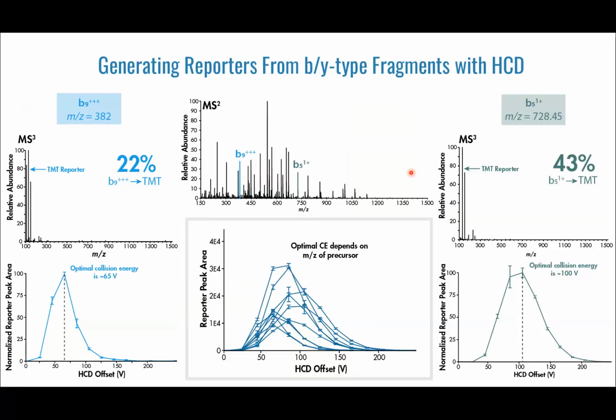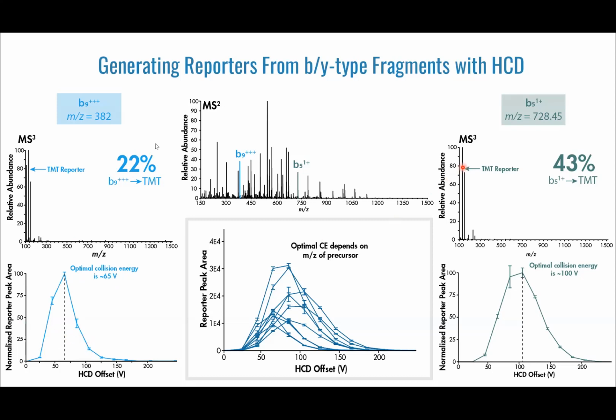Okay, so we've taken a look at that, and it turns out that's the case. So here's what happens if you take a B ion, shown here the B9, and we fragment the B9 with HCD collisional energy. The best we can do at converting that signal into the reporter ion, which we need for quantitation, is about 22% conversion efficiency. And you can see down here, as a function of collision energy, we can only set one collision energy, so we hope to pick the best one. If you pick 65 volts, you get the 22%. But if you pick off of that, you're going to get even lower conversion efficiency.